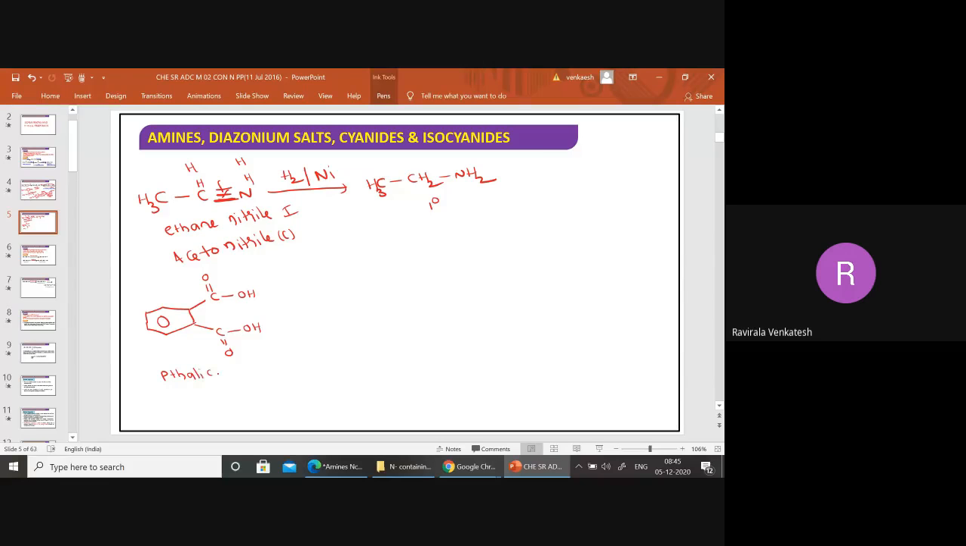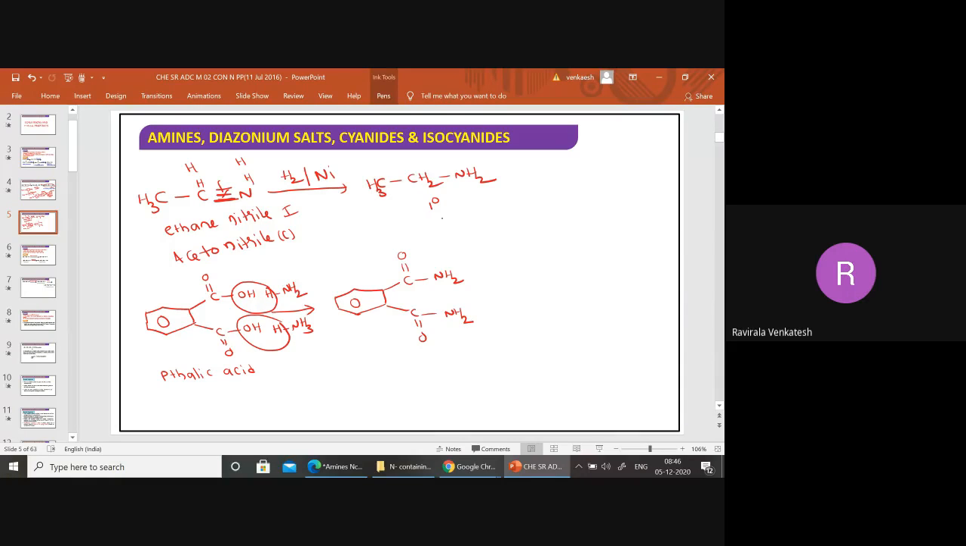From this we get phthalic amide. How do we get it? It is already there in the carboxylic acids chapter. Here I am taking NH3, 2 moles. It was already discussed in the last chapter. Water is removed here, and water is removed here also. Now what are we going to get? C double bond O, NH2, and here also C double bond O, NH2.